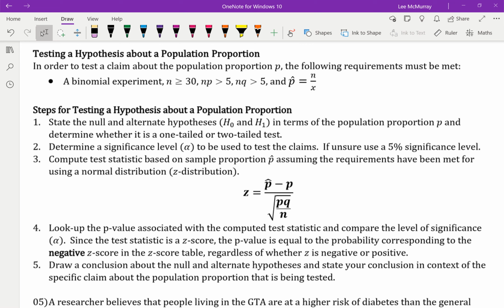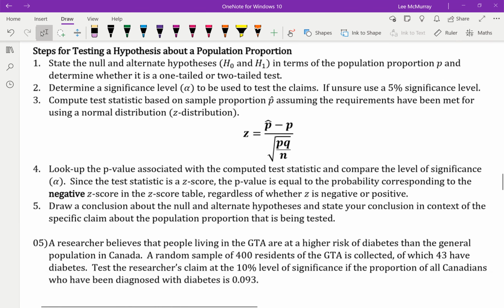Okay, so now we're going to jump into some more hypothesis tests, but now we're dealing with a claim about a population proportion. Everything we've done up until now with the hypothesis test has been around means, and now we're going to look at a population proportion. So in order to test a claim about a population proportion P, the following requirements must be met. We need it to be a binomial experiment. We need n to be greater than or equal to 30, n times p to be greater than 5, n times q to be greater than 5, and p hat, if we need to make a calculation, p hat would just be n divided by x.